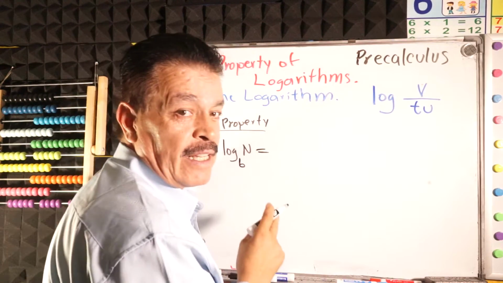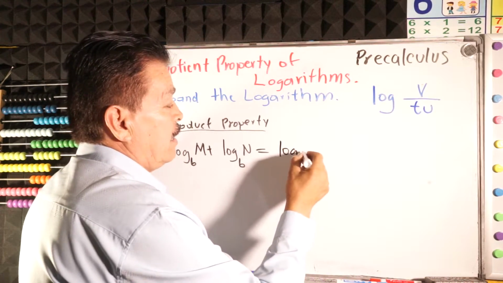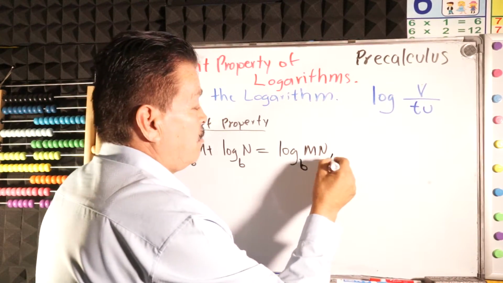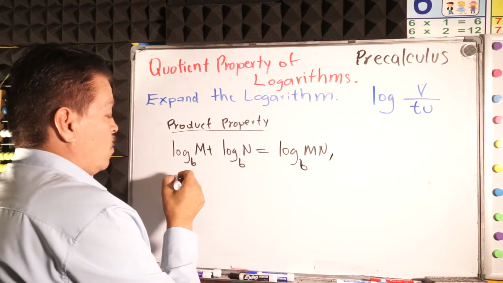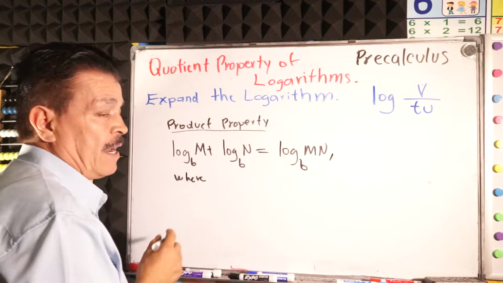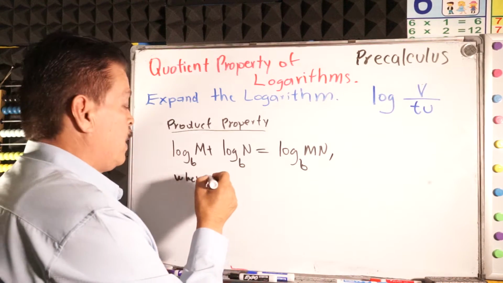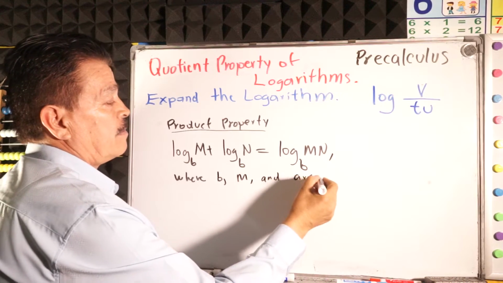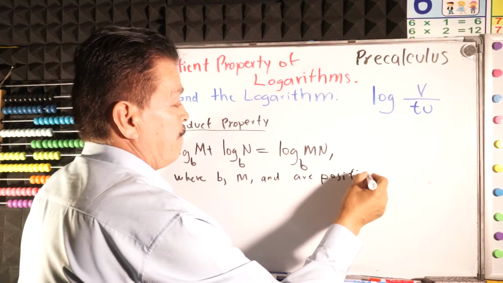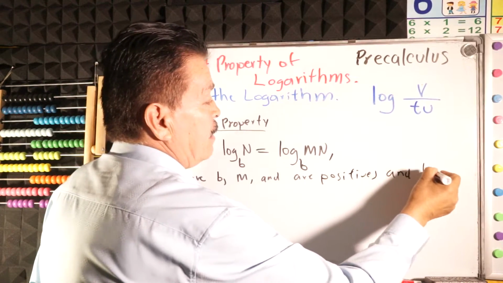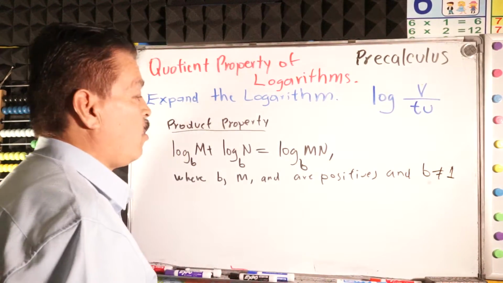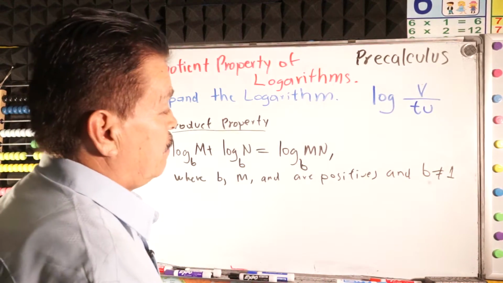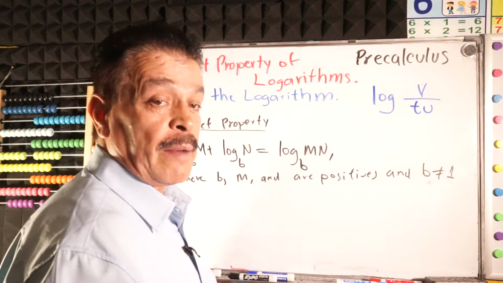This equals log mn, because it's a product property, with the base b. Where b, m and n are positive, and b is different from 1. Okay, this is a very important property that we have to memorize.